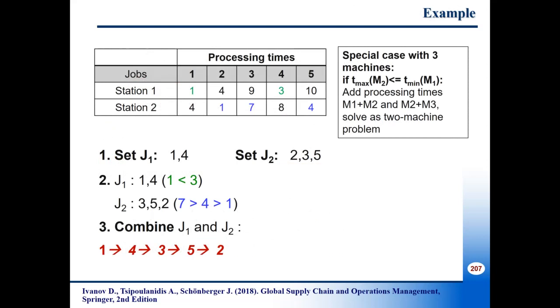Let's work with the example in the current slide. The two stations, 1 and 2, process 5 jobs, 1 to 5. Each job has a different processing time Ti' for each machine, number 1 and number 2. We can see that set J1 includes jobs number 1 and 4 because in both jobs, the processing time for station 1 is shorter than station number 2.